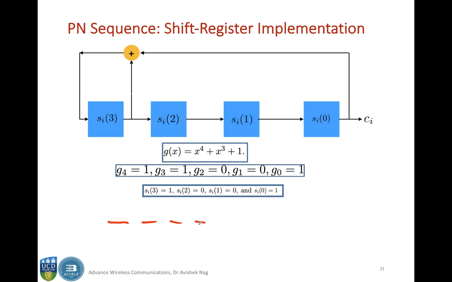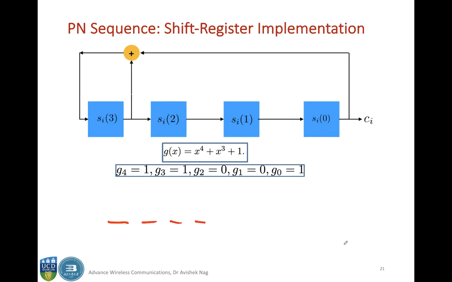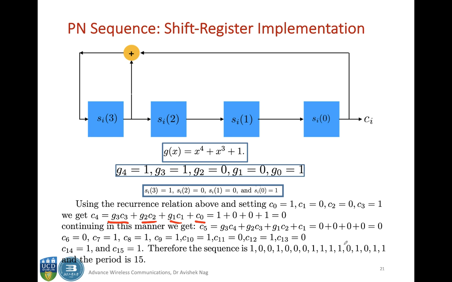So this is consistent with what we saw here. Okay, so this is the recurrence relation for a general LFSR. For this particular case, we have C4 equal to G3 C3 plus G2 C2 plus G1 C1 plus C0. And then we know the values of all these, C0 to C3. Okay, and we also know the values of G0 to G4. So we can substitute those and use modulo 2 addition to find out C4 equal to 0.